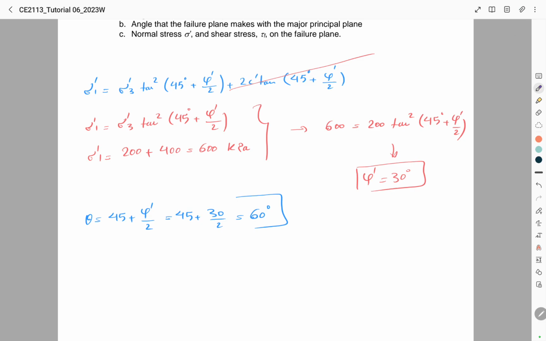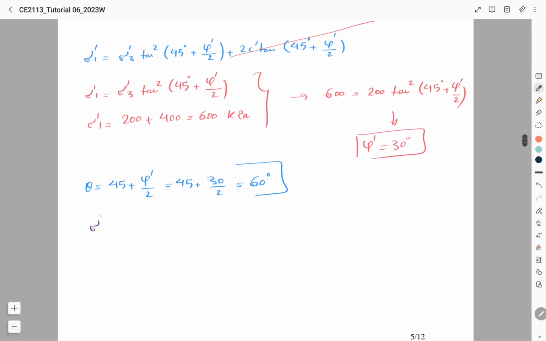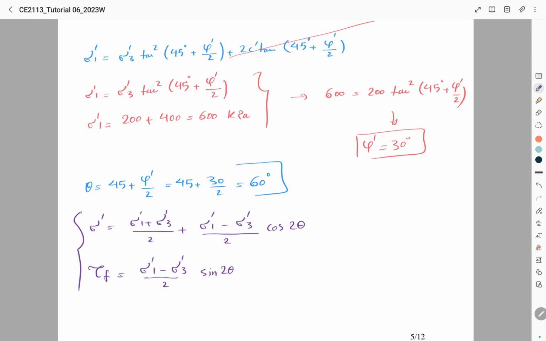And for part C, these will be the equations that we need to use. Now, if we substitute the values that we already determined, we can easily determine these values that are asked in this question. So we'll have (600 plus 200) divided by 2 plus (600 minus 200) divided by 2 cosine of 120, which is equal to 300 kilopascal.